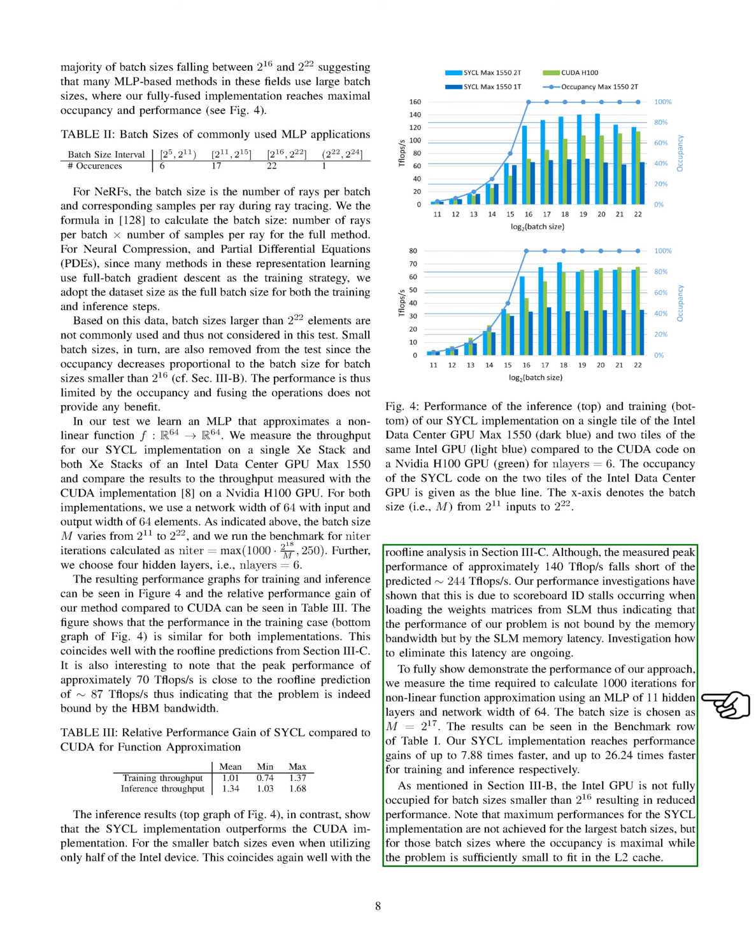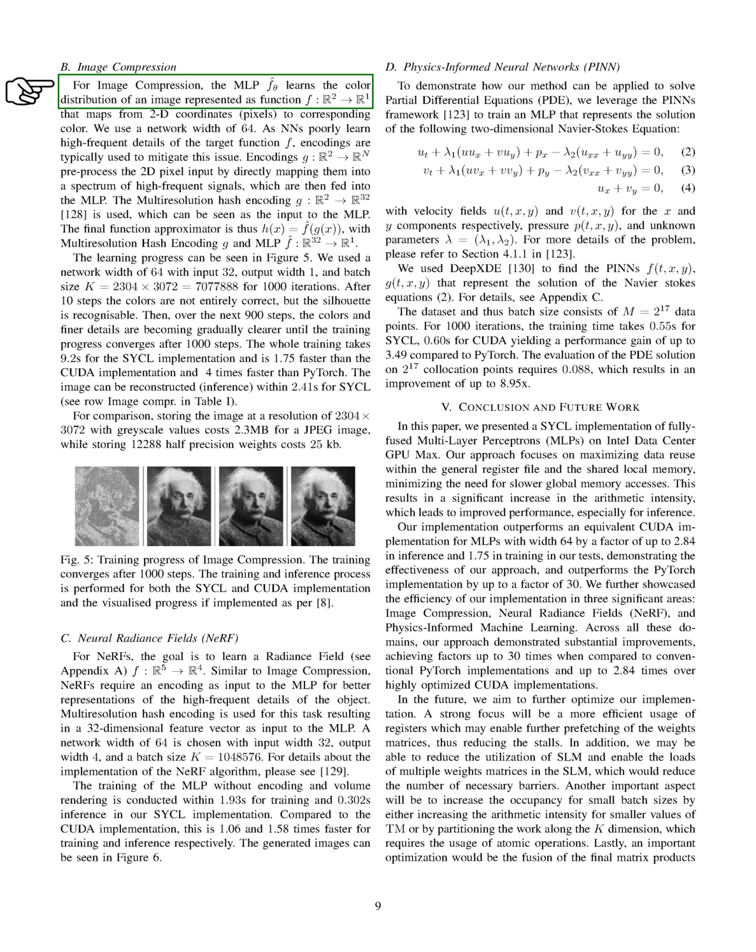Section: Image Compression. In this section, we explore different applications of neural networks in image compression, neural radiance fields, NeRF, and physics-informed neural networks, PINNs. For image compression, we train a multi-layer perceptron, MLP, called hat_f_theta to learn the color distribution of an image represented by a function f: R^2 → R^1.